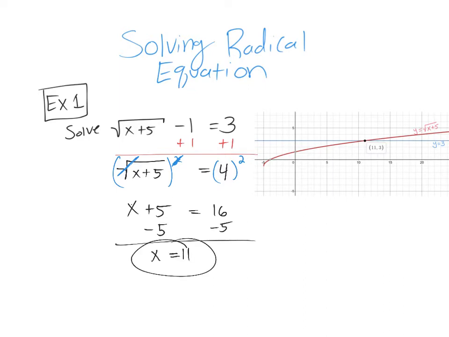We can see that visually: it's the intersection of the blue curve, 3, and the red curve, which is the square root of x plus 5 minus 1. So when we find x equals 11, we're finding the x coordinate of that intersection point. And that can be a theme here. It's not necessarily exactly what it is, but it is a nice, handy visual representation.